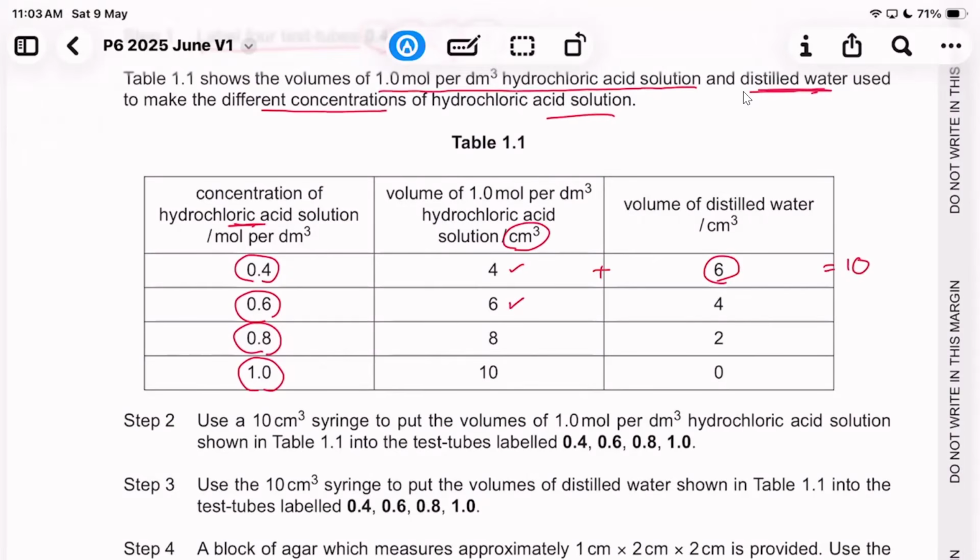And by adding 6 of hydrochloric acid, they add 4 cubic centimeters of distilled water. So also the total volume of solution is 10. And when we put 8, they just add 2 cubic centimeters of water to make the total volume 10. And the last one, they add 10 of hydrochloric acid with 0 distilled water. Also, the total volume is 10. So we observe here the most concentrated one, which is 1, as they are just adding hydrochloric acid and there is no distilled water.